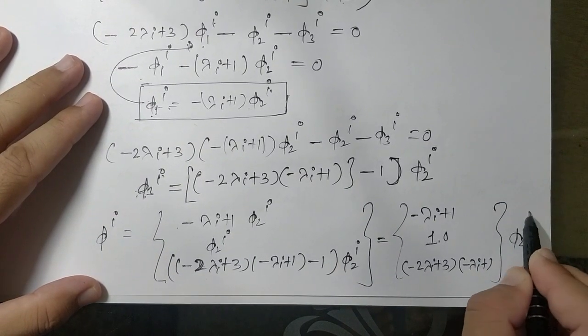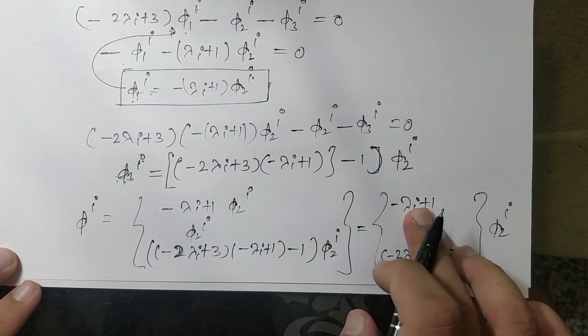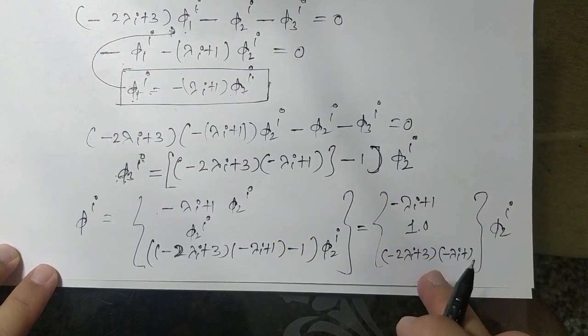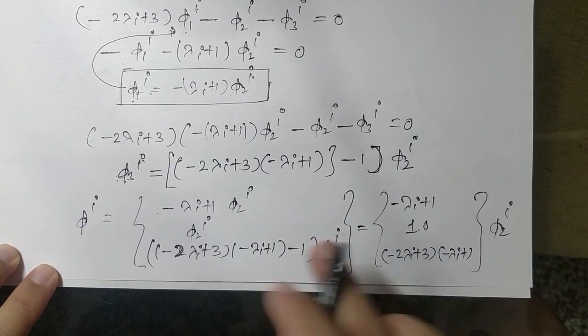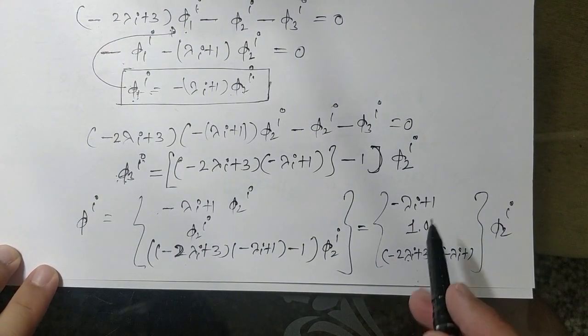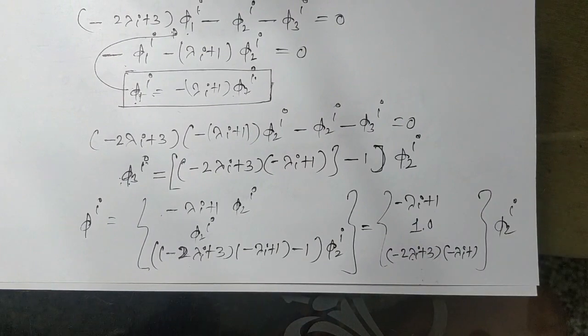This is phi 2i. So if we place the value of lambda 1, then this becomes the first mode shape. If we place the value of lambda 2, then this becomes the second mode shape. And if we put the value of lambda 3, then this becomes the third mode shape. So now we can write the first mode shape.